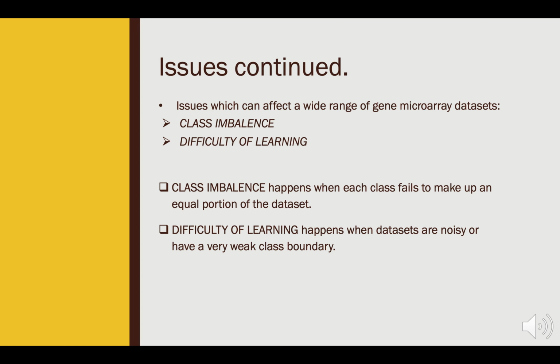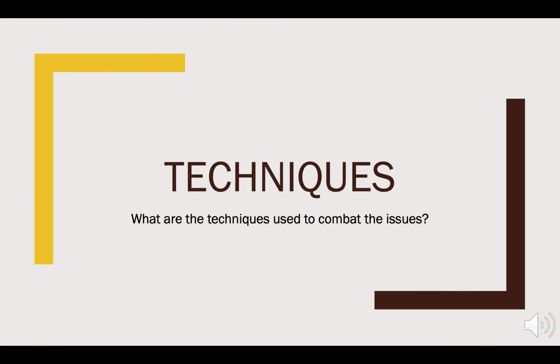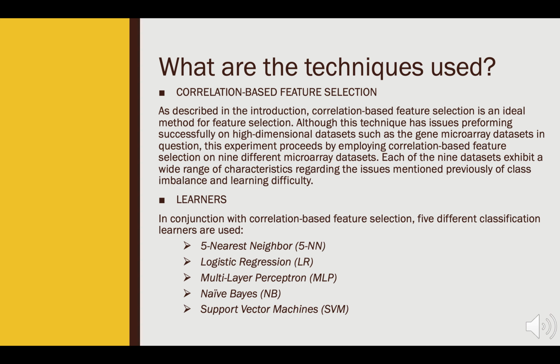Techniques. What are the techniques used to combat the issues? Correlation-based feature selection. As described in the introduction, correlation-based feature selection is an ideal method for feature selection. Although this technique has issues performing successfully on high-dimensional datasets, such as the gene microarray datasets in question, this experiment proceeds by employing correlation-based feature selection on 9 different microarray datasets.